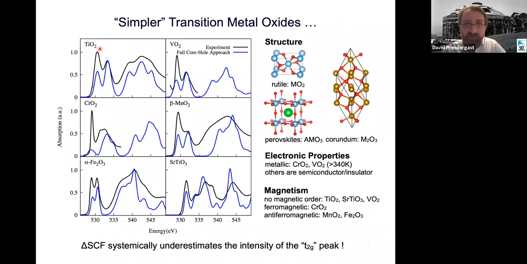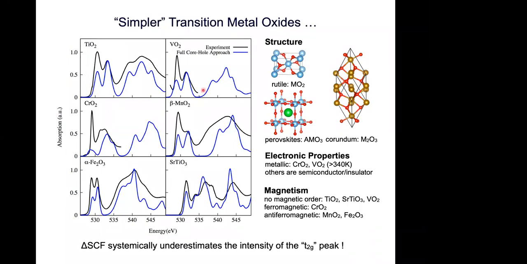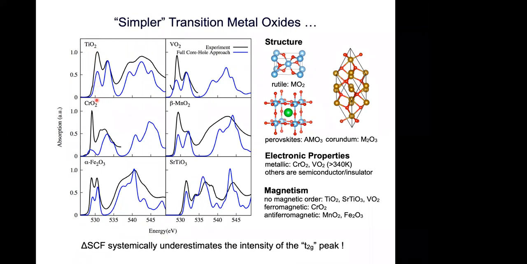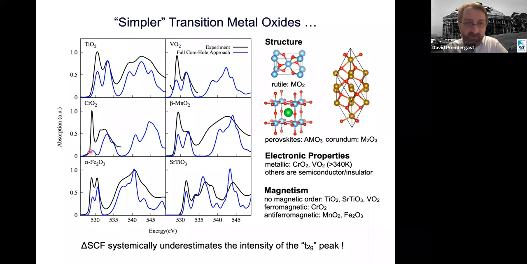So these are different transition metal oxides: titanium, vanadium, chromium, manganese, iron, and titanium again in a perovskite structure. And what we noticed, oh, is there a question? Maybe not. Okay, what we noticed was that our simulations consistently underestimated this first peak in all of these spectra. So the black are the experiments and the blue are our simulations. And so this is kind of surprising.